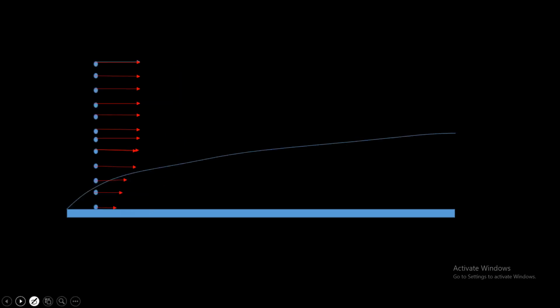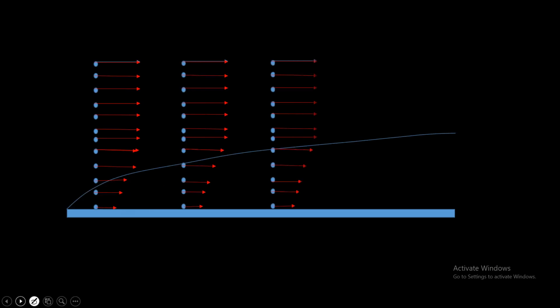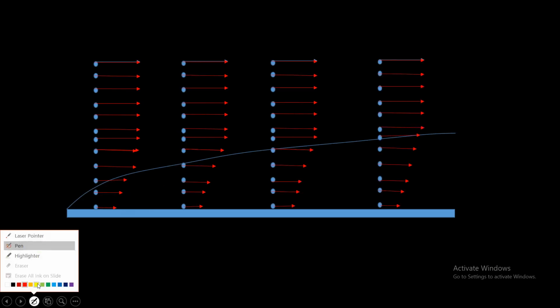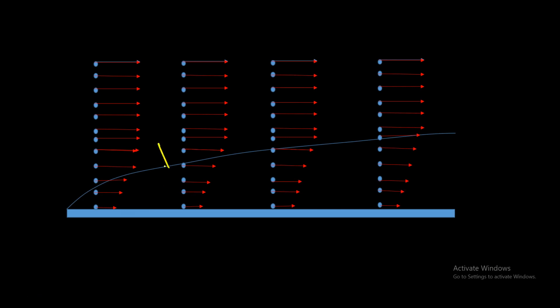So you can see here there is a variation in the velocity. This variation increases across the length. At different sections, we can see the variation of velocity, and this is the limit. This limit is called a boundary layer. Below this, there is a viscosity effect. Above this, there is no viscosity effect.